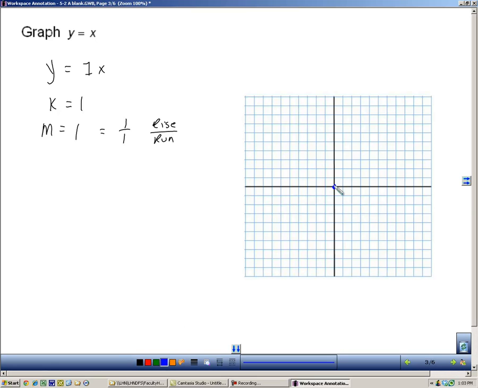So rise means I'm going to go up 1 and to the right 1. So let me do that the same way I've been doing it before. Up 1 to the right 1. That's my slope. So I know that there's a point there. And I can keep repeating that, up 1 to the right 1, up 1 to the right 1, and I can keep building dots here, and eventually I'd be able to see that this is my line. So there's the graph of y equals x.